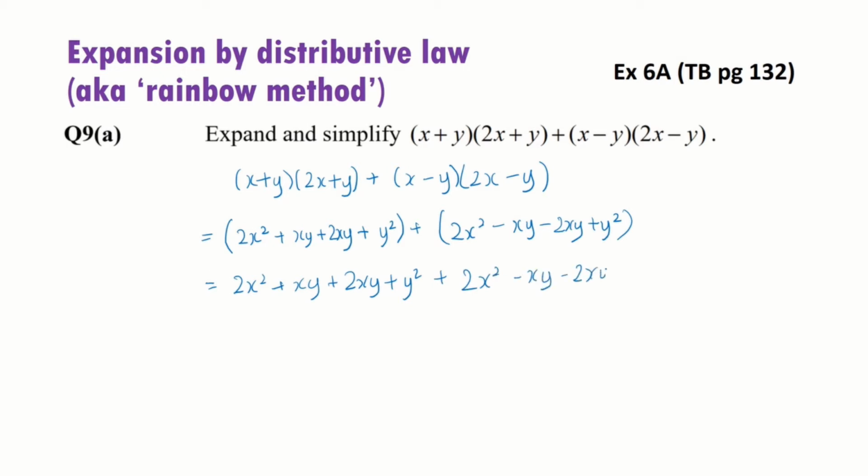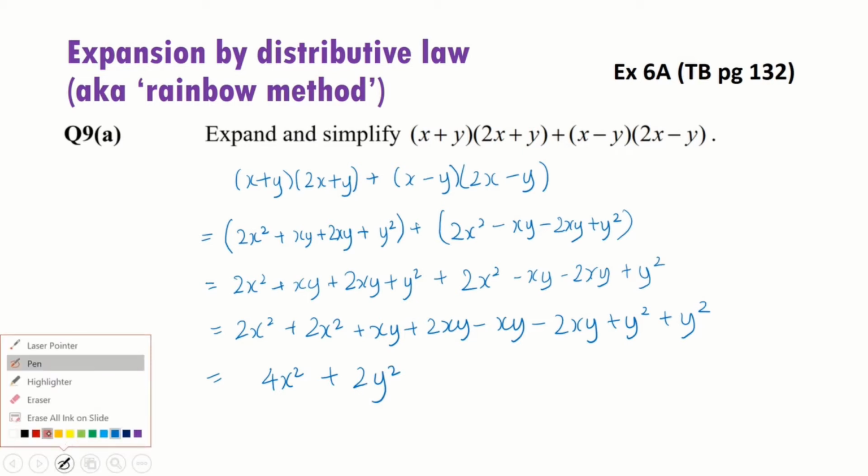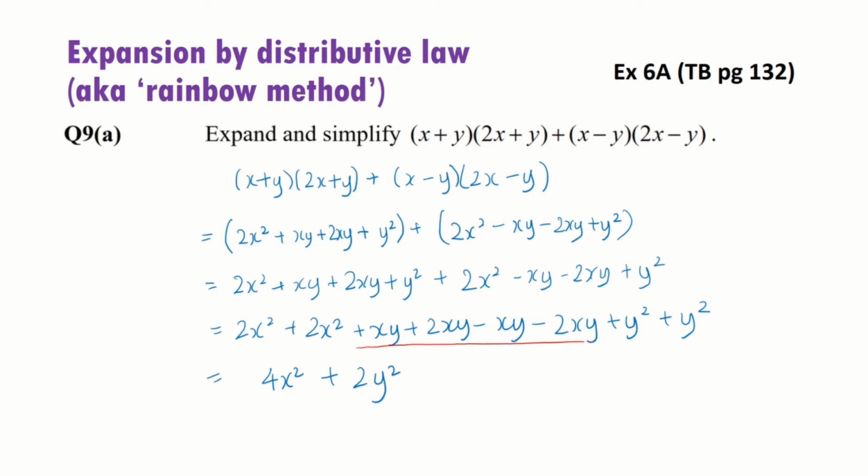So you may want to group the terms according to like terms, and we have 2x squared plus 2x squared plus xy plus 2xy minus xy minus 2xy plus y squared plus y squared. So we will get the answer 4x squared followed by plus 2y squared. Actually, the terms in between that involve all the xy cancel each other out. So the answer will be 4x squared plus 2y squared.